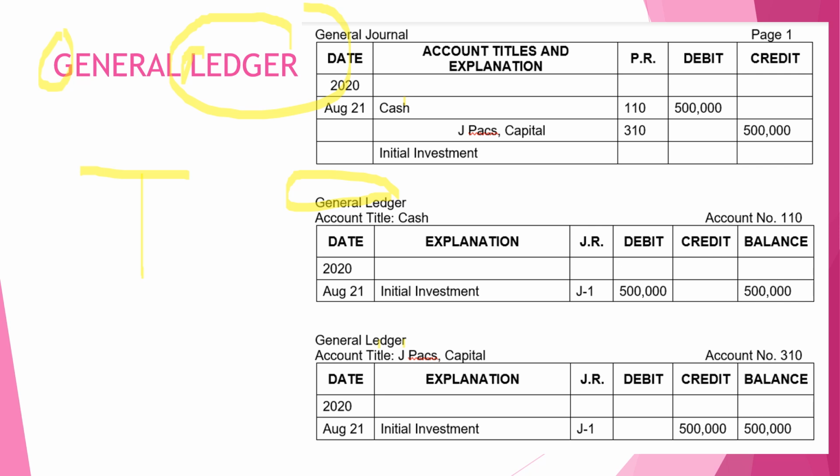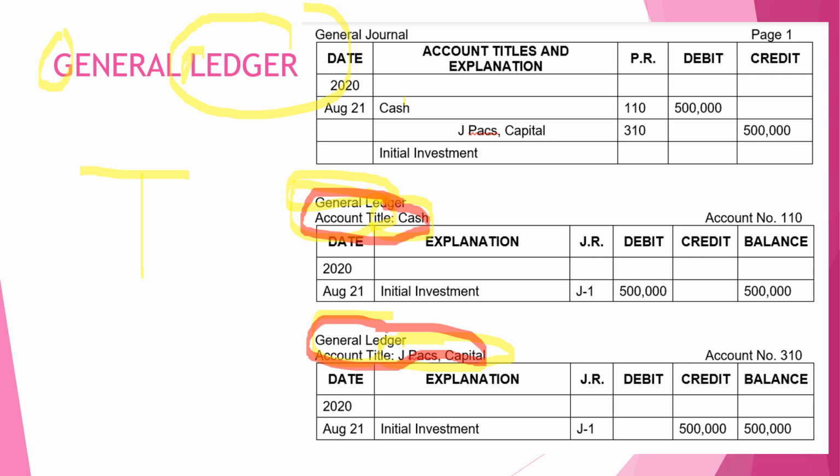Another account title, JPAX Capital, this one, account title cash. So you create a T account, or you create a separate account for every account title. So here, cash, for the transaction, the journal August 21, cash, you have here 500,000 pesos. And JPAX Capital initial investment, 500,000 pesos. So the account portion here, this one, the account portion here, sorry, this one.